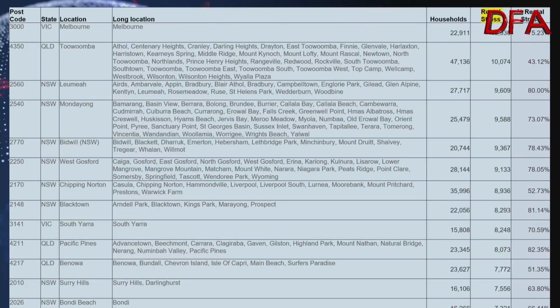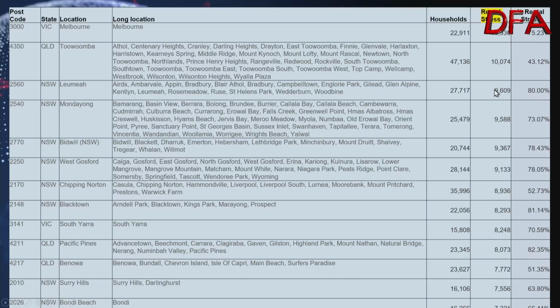Now the same for rental stress, and there Victorian postcode 3000, the centre of Melbourne, is the postcode with the highest count. That's a lot of, of course, high-rise development that's gone on close to the city centre in Victoria. And a lot of those rents are sky high and people are still not earning as much as they were. Toowoomba's on the list then.